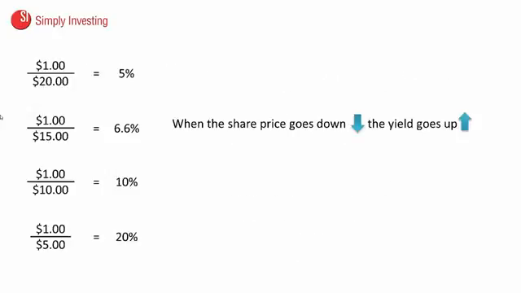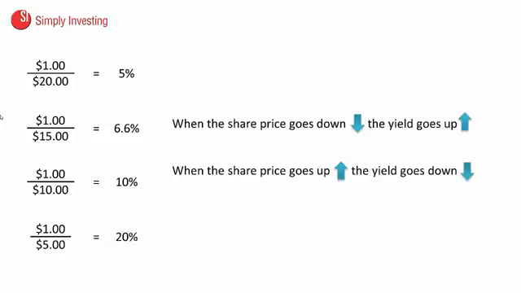So to summarize here, and this is very, very important, so please don't proceed further in the video until you understand this, I'm going to repeat it again. You can see that as the share price continues to drop, and in this example we've gone from $20 down to $15, down to $10, down to $5 a share, the dividend yield continues to go higher. And the reverse is true. As the share price starts creeping up again, the dividend yield is going to go down. I call this the law of dividends.